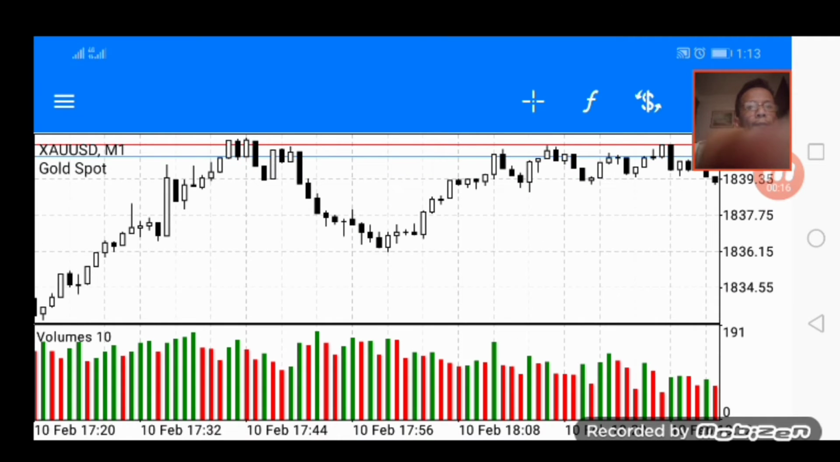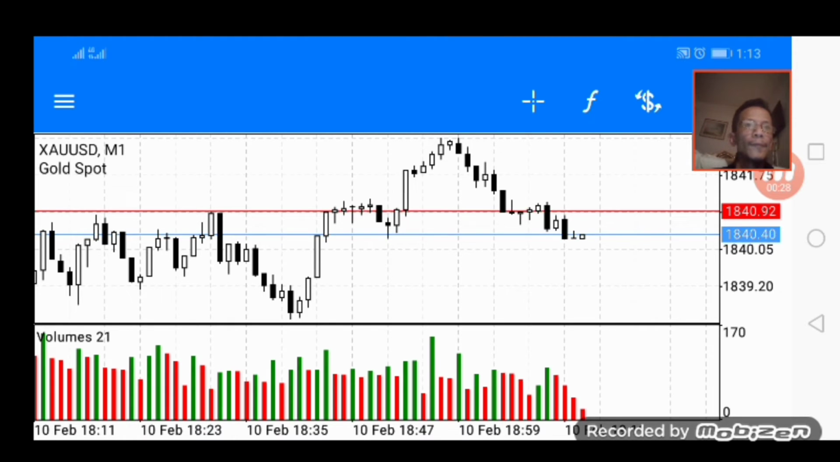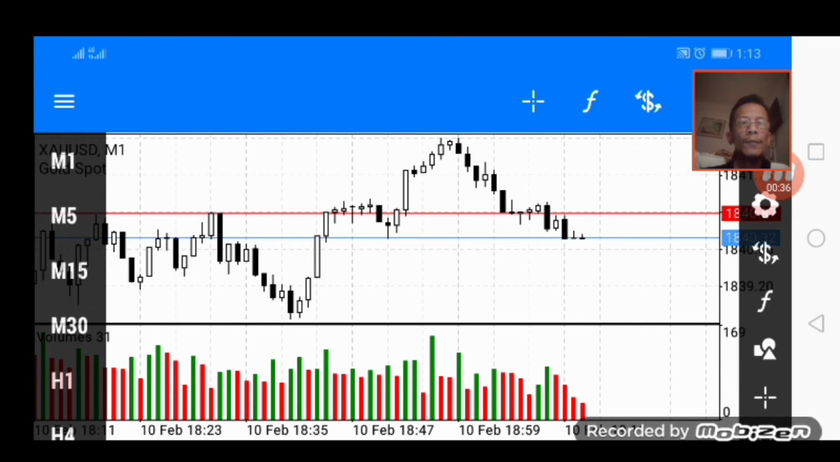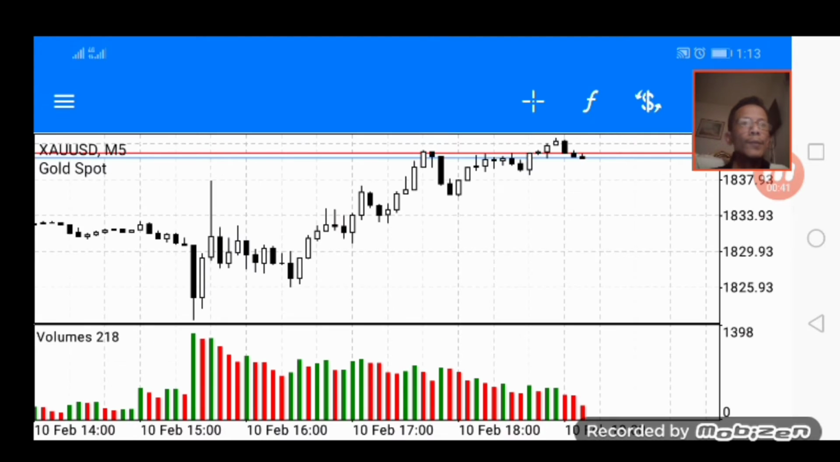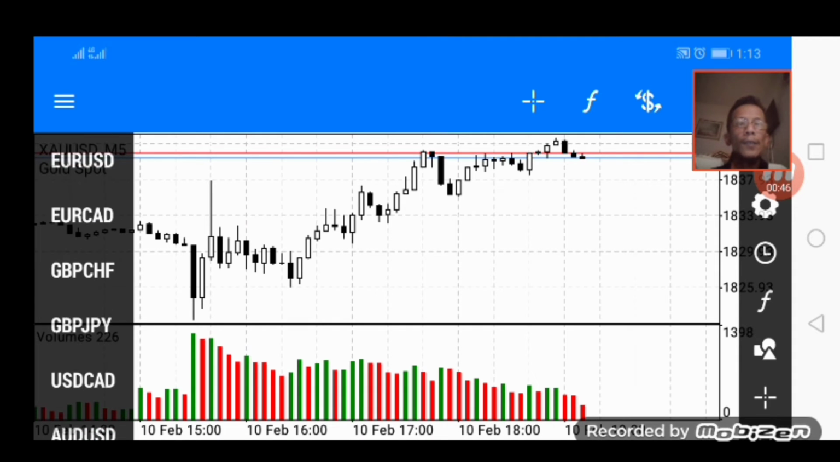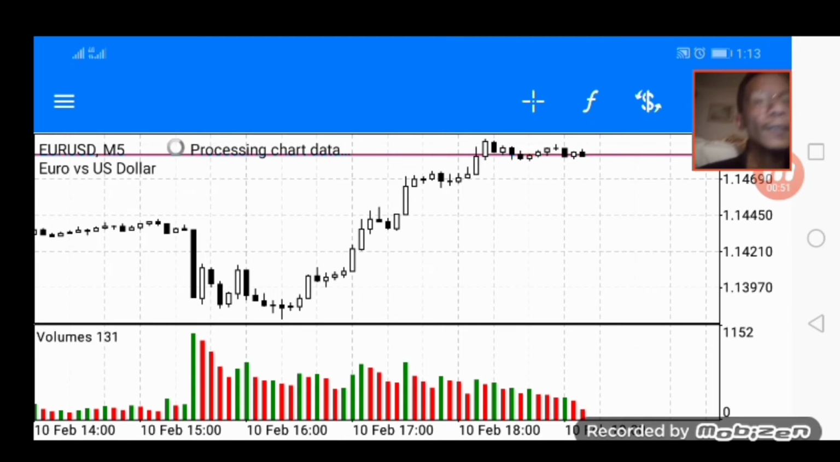So let's make this thing bigger. Right. So let's change this to M5, right? Let's change it to Euro USD, right? So this is the Euro USD.